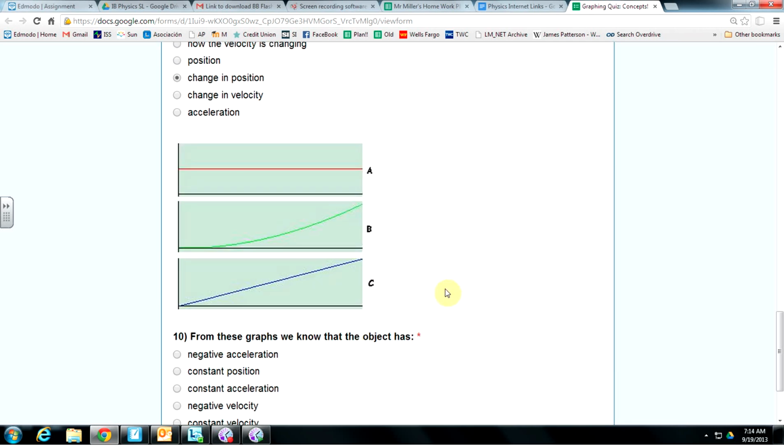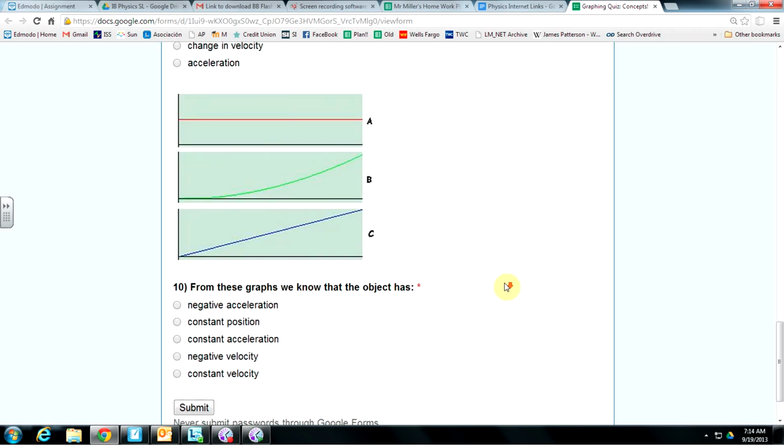Number 10, from these graphs, we know that the object has, we already talked about this, we decided it was a positive acceleration, and that's not on here, but it is also a constant acceleration. So let's go with that one. Let's see how we did.